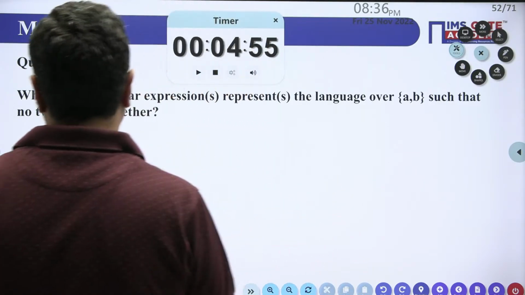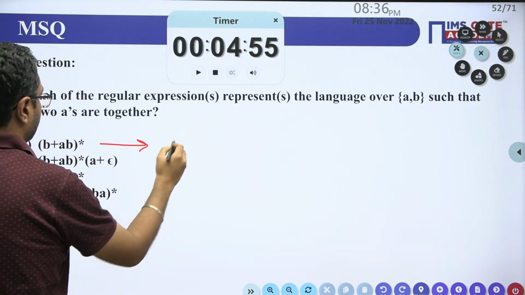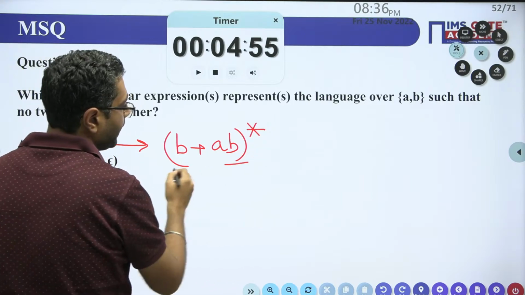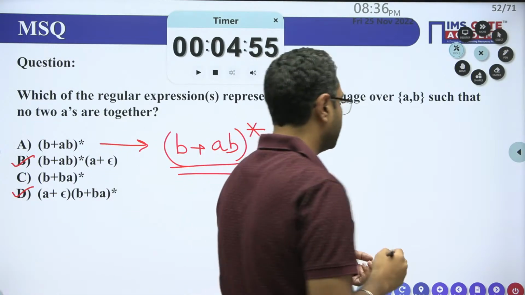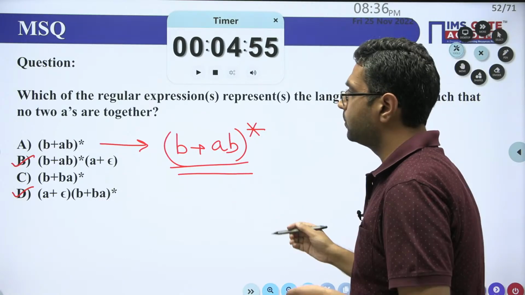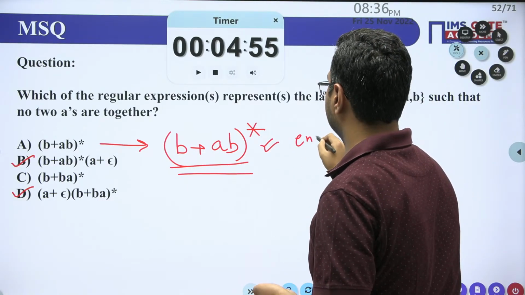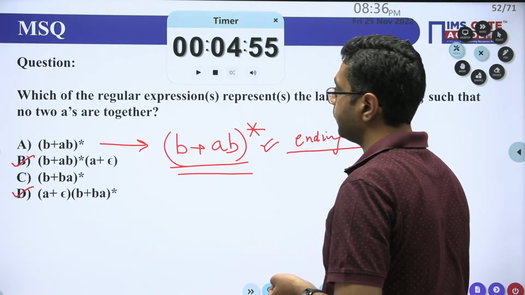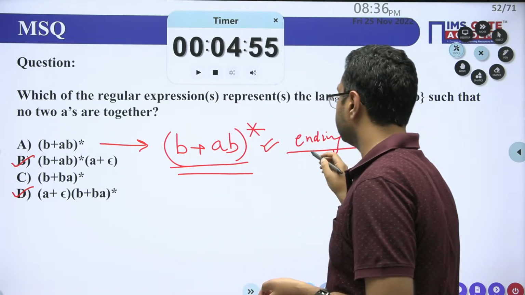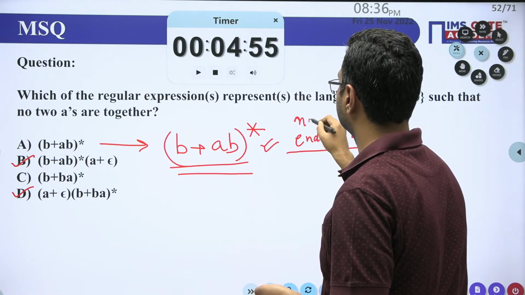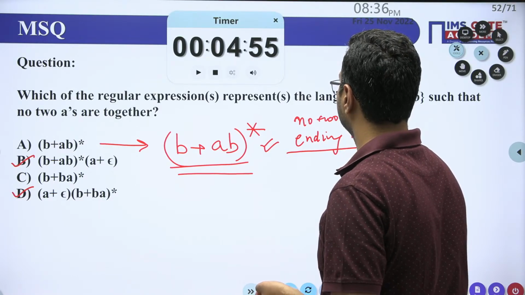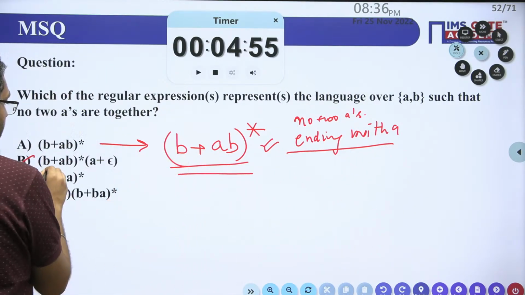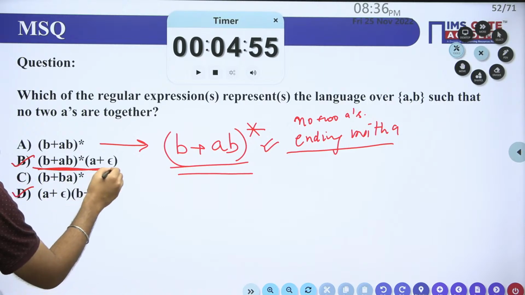Now, why is option A incorrect? It produces (b + ab)*. It is fine that no two a's will come together in this, but it will not produce the strings which are ending with a. So the strings which are ending with a and have no two a's together will be missed by this regular expression.